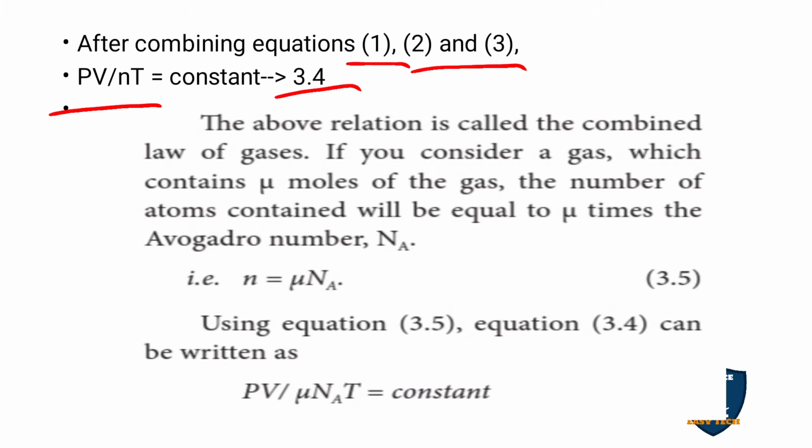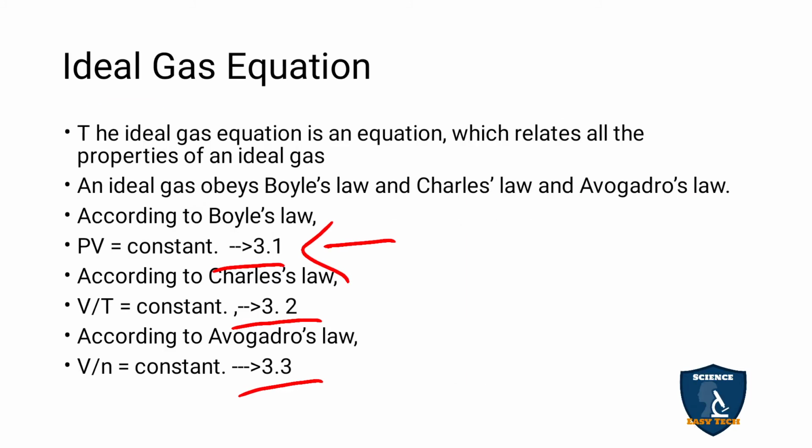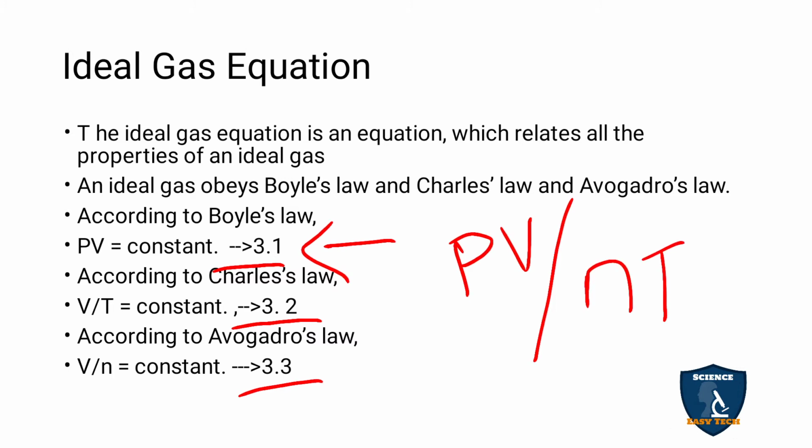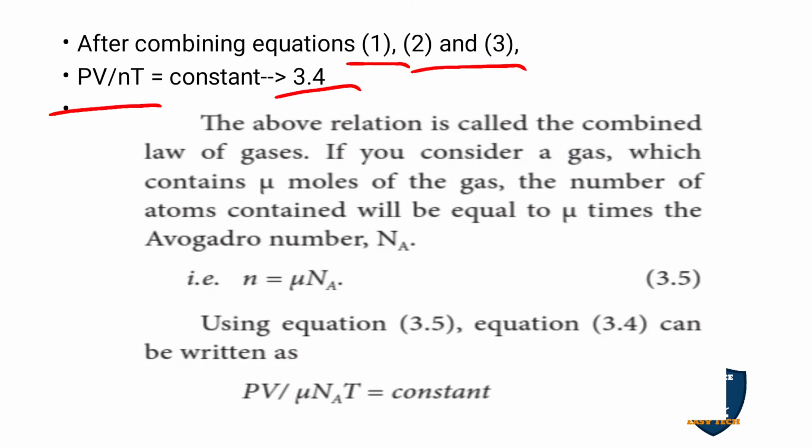So we are combining the three laws, Charles' law, Boyle's law and Avogadro's law. While combining them, PV is equal to constant, V by T is equal to constant, and V by N is equal to constant, which can be written as PV by NT is equal to constant. This is the fourth equation, and this relation is called the combined law of gases.